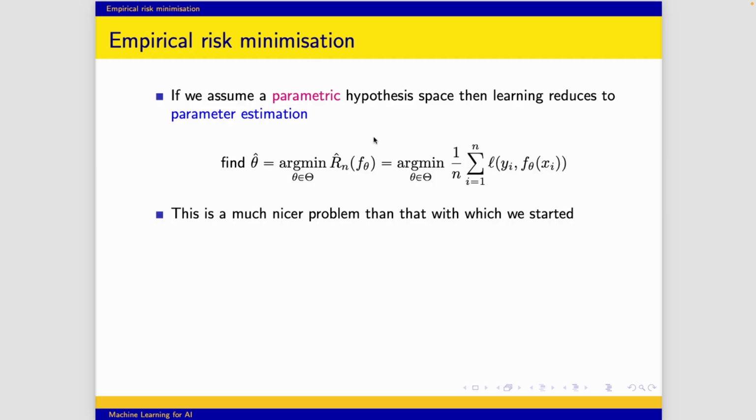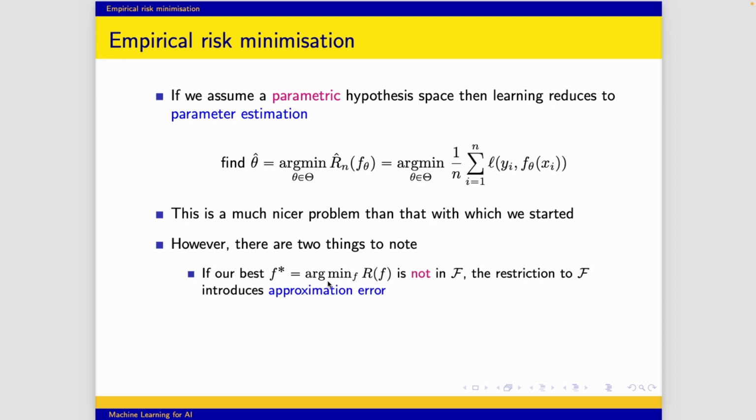So obviously this is a much nicer problem. We are now minimizing over some finite dimensional vector space, right, or subset of it. But two things to note here, and then I will finish this off and we will start to look at practical solutions. Our best, meaning the Bayes optimum, which was defined like this, might not be in our hypothesis space, right? There's no guarantee at all that it will be, and it may be very far away from that.